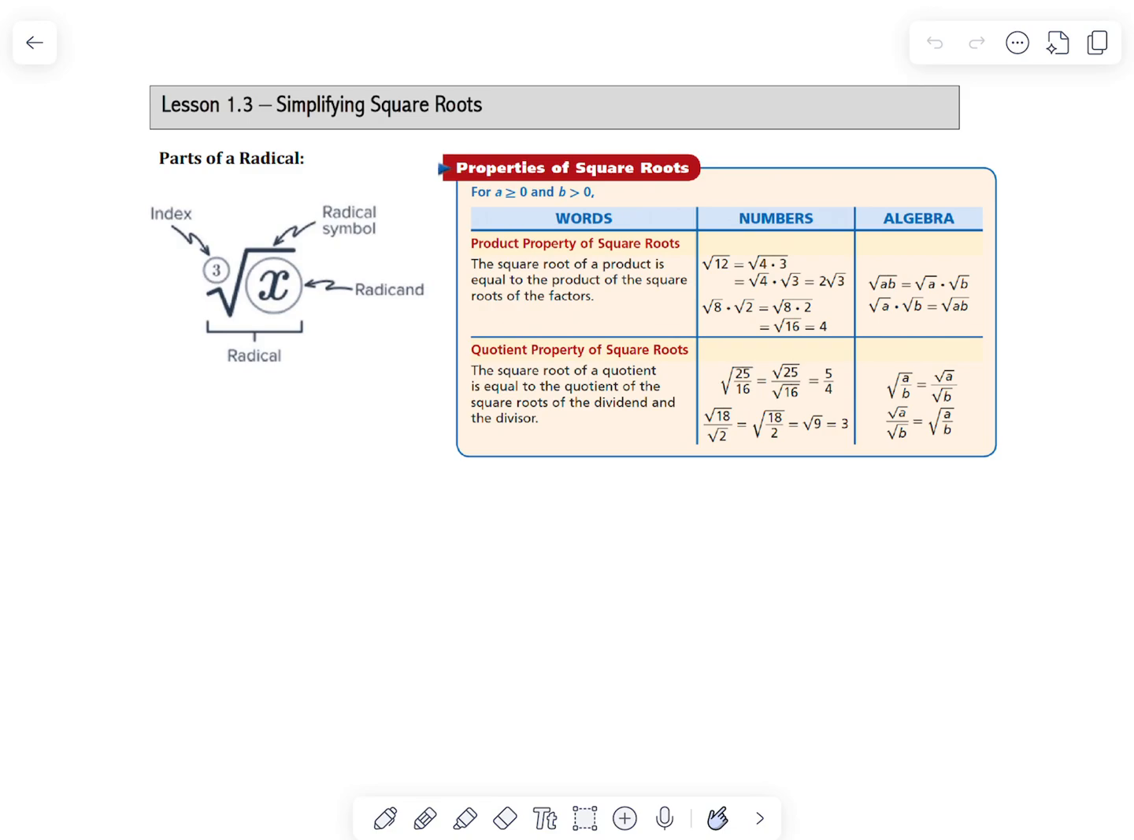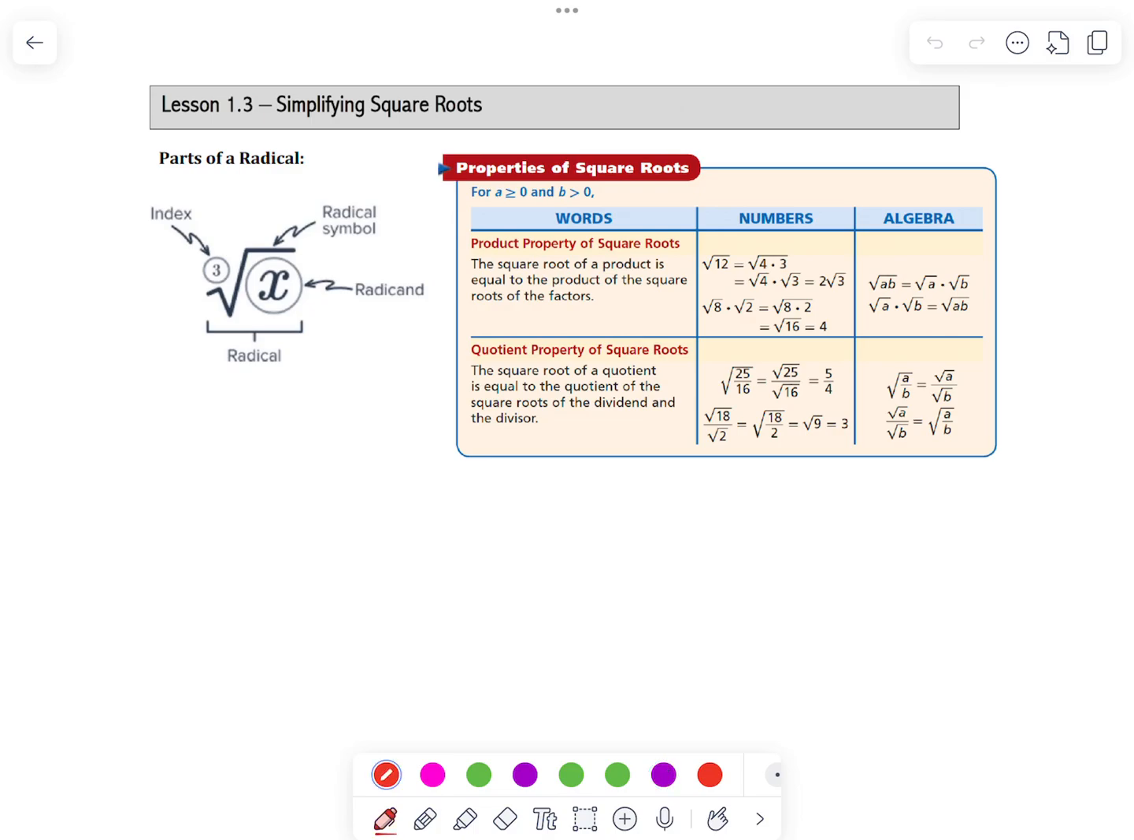All right, this lesson is on simplifying square roots. Here are the parts to a radical. You have the index, which is the little number out front. You have the radicand, which is underneath the radical symbol. So, properties of square roots. There's the product property of square roots and the quotient property of square roots.